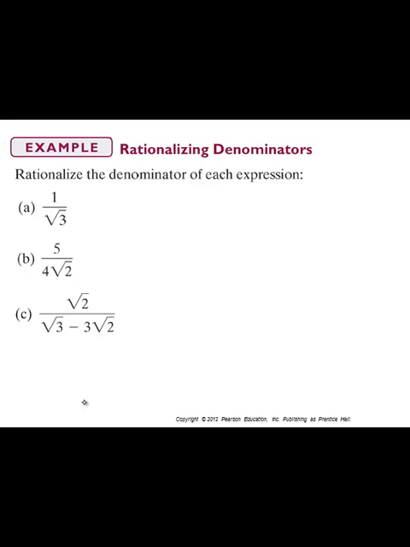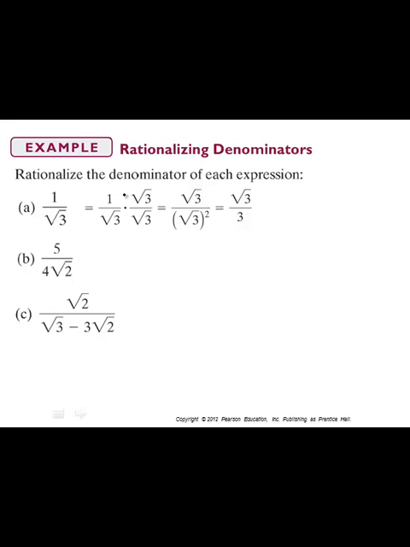Alright, so let's do some problems here. First, we have 1 over square root of 3. So what do we multiply this fraction by in order to get some number in the denominator that doesn't have a radical? And the answer is we multiply the fraction by square root of 3 over square root of 3. We're not changing the value of 1 over square root of 3.